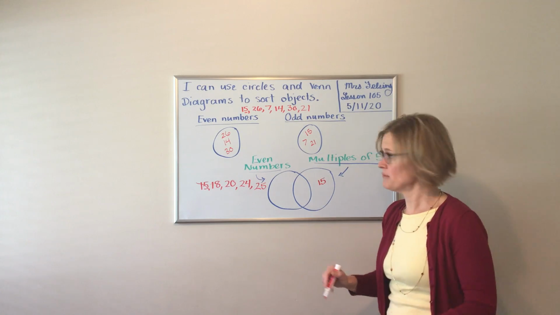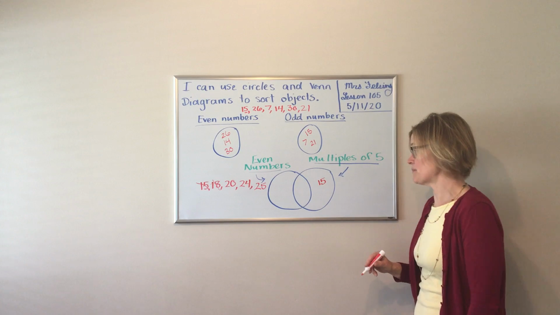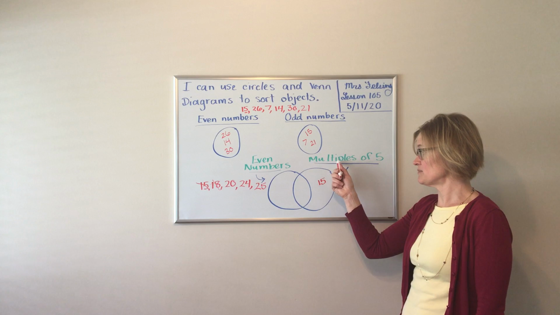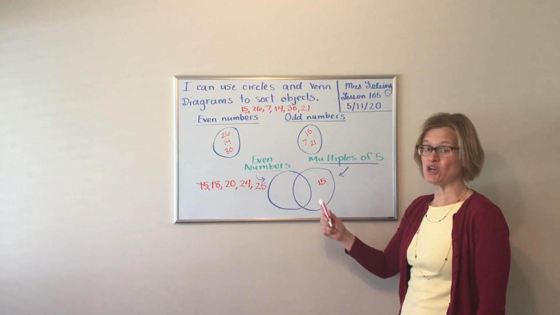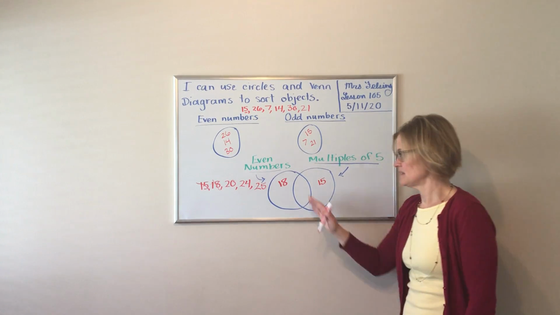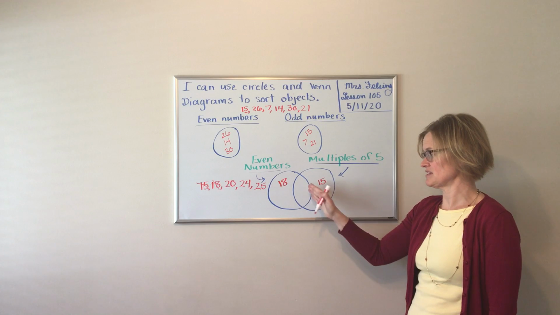Okay? So now we get to 18. 18 is an even number. That's for sure. So it's going to go here. Is it a multiple of 5? No. So I'm going to keep it on this side. So it's even, but it's not a multiple of 5. So I'm going to keep it away from that middle section.